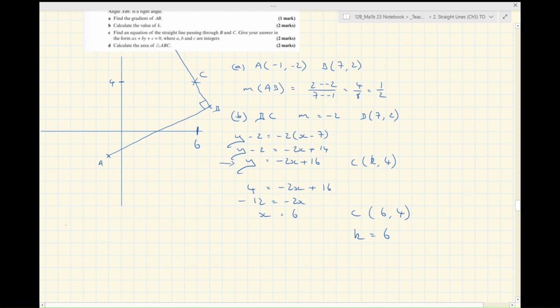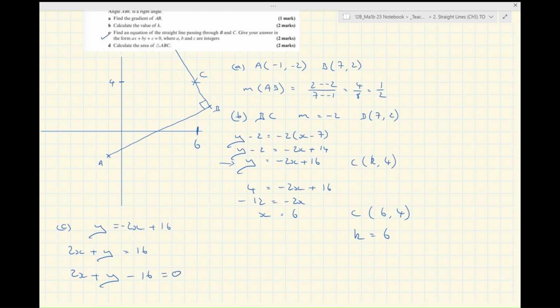So part C, find the equation of the straight line. It is y equals -2x plus 16, and it wants to give it in the form of 2x plus y equals 16. No, it doesn't. It wants 2x plus y minus 16 equals 0. So that's part C done.